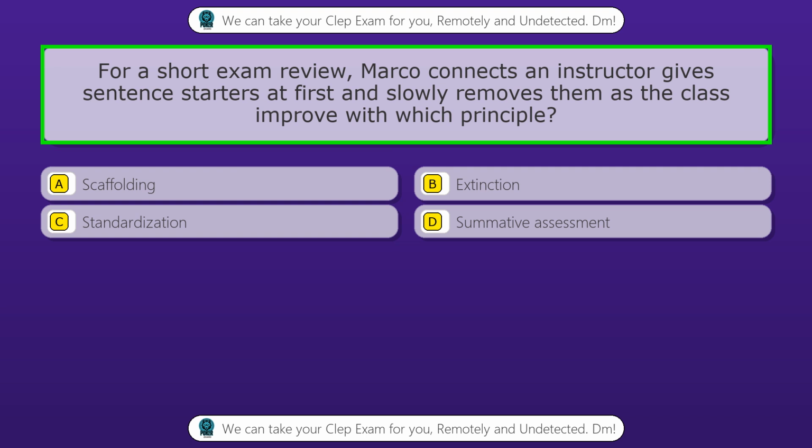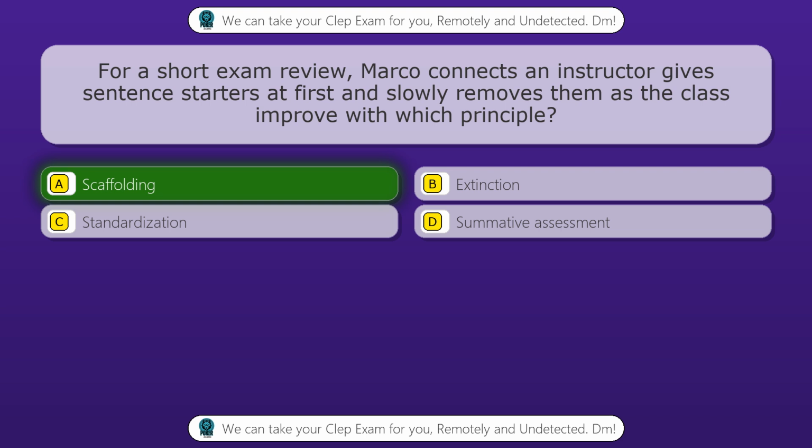Question 12. For a short exam review, Marco connects an instructor who gives sentence starters at first and slowly removes them as the class improves with which principle? Option A, scaffolding. Option B, extinction. Option C, standardization. Option D, summative assessment. The correct answer is option A, scaffolding.